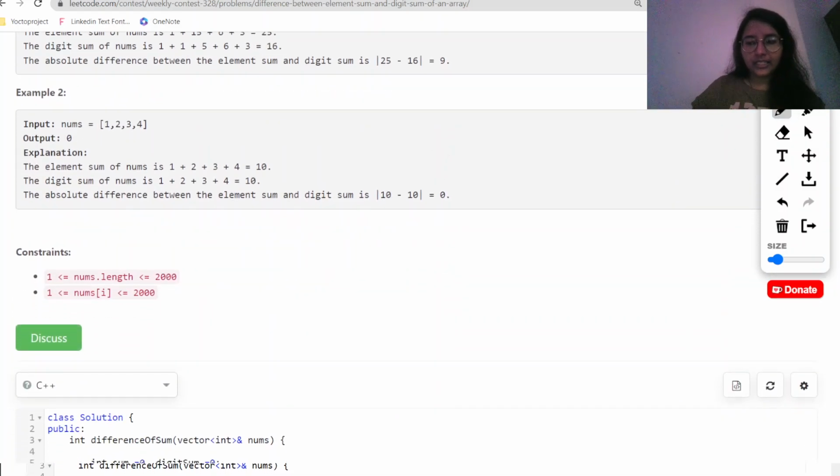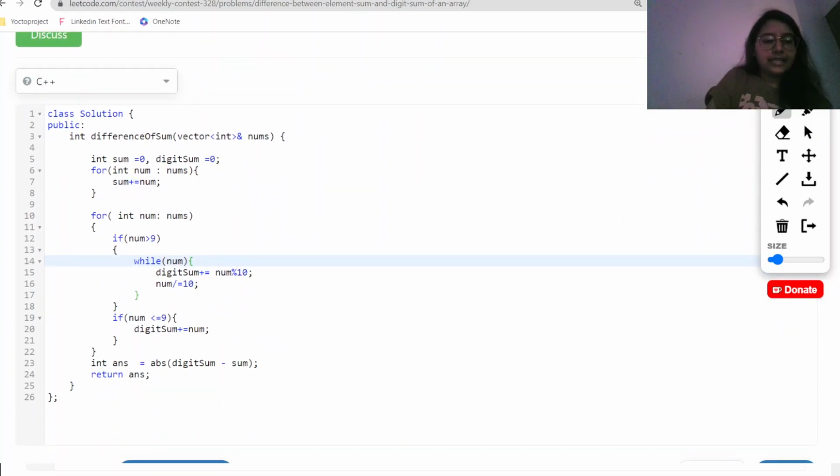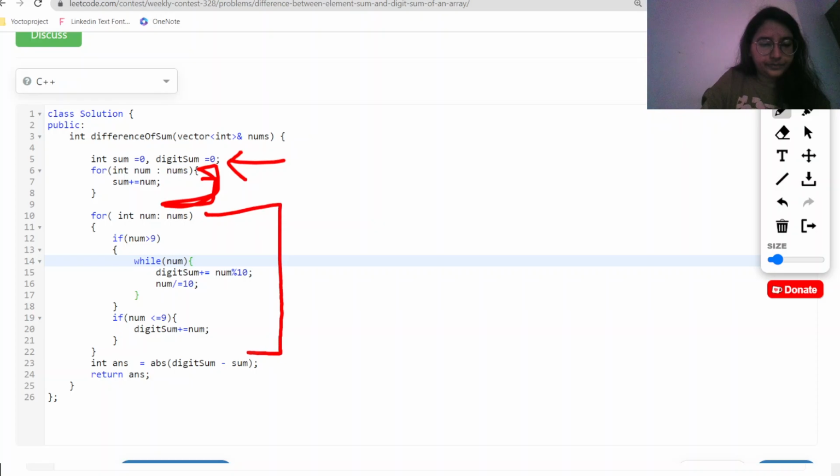And as per the constraints, we can directly go ahead with a brute force solution. So let us go ahead with the implementation, and then we'll discuss the time complexity and the space complexity. Here we are initializing and declaring our variables. Here we are summing each number and adding that up to our sum variable. Then for each num in nums, if it is greater than 9, we do what is required for that case. If it is less than or equal to 9, then we directly add it.